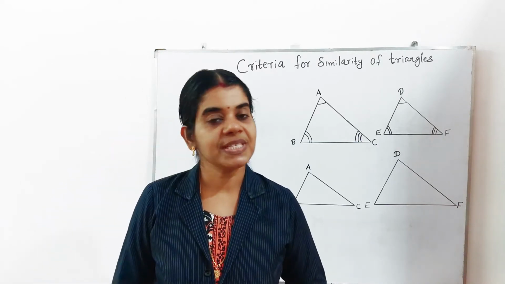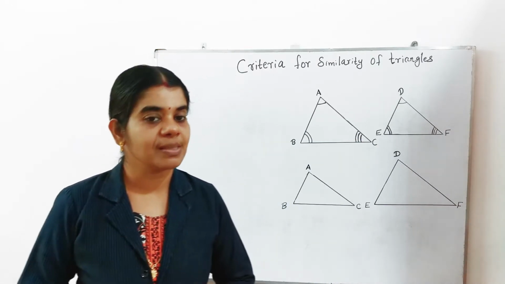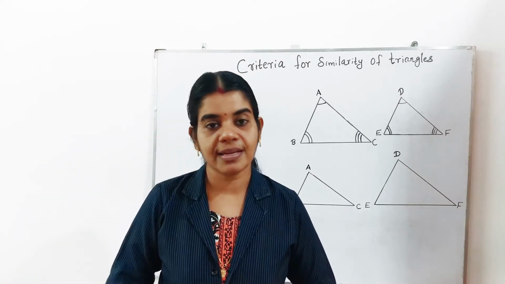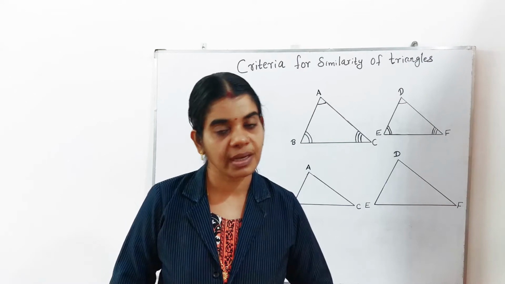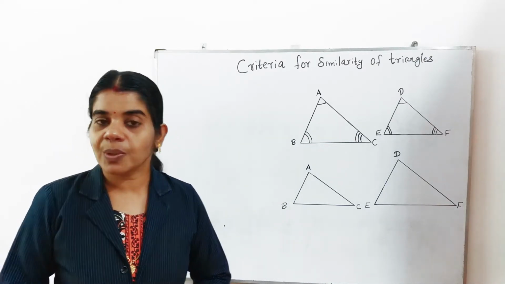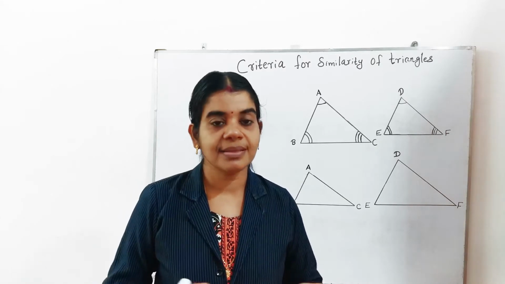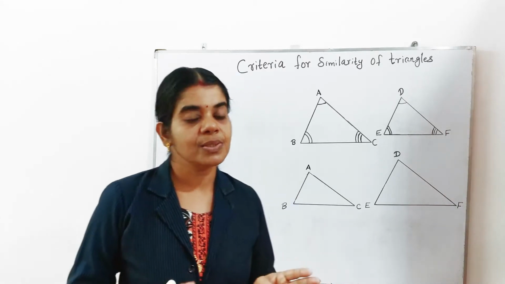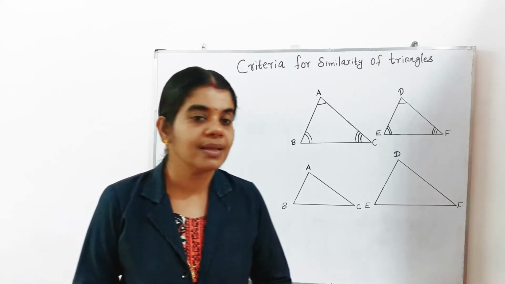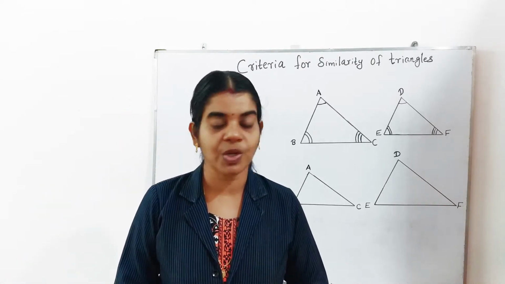In the previous class we studied that two triangles are similar if their corresponding angles are equal and corresponding sides are in the same ratio. You already know that a triangle has three angles and three sides, so some criteria are there. Accordingly, we can say whether triangles are similar or not.